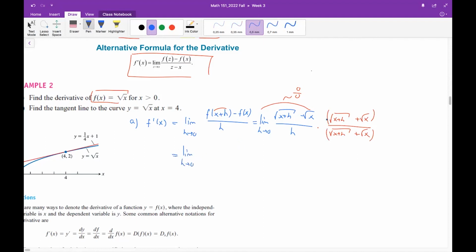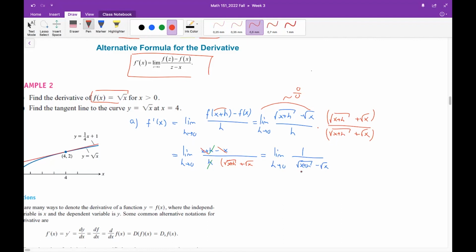Limit as h goes to 0. This is now in the form of a minus b, a plus b, and you can multiply them quickly, like a square minus b square, and then at the denominator we have this whole thing, plus square root of x. Okay, now we have simplifications like this, and then we are allowed to simplify h so that we end up with this expression now. X plus h minus square root of x.